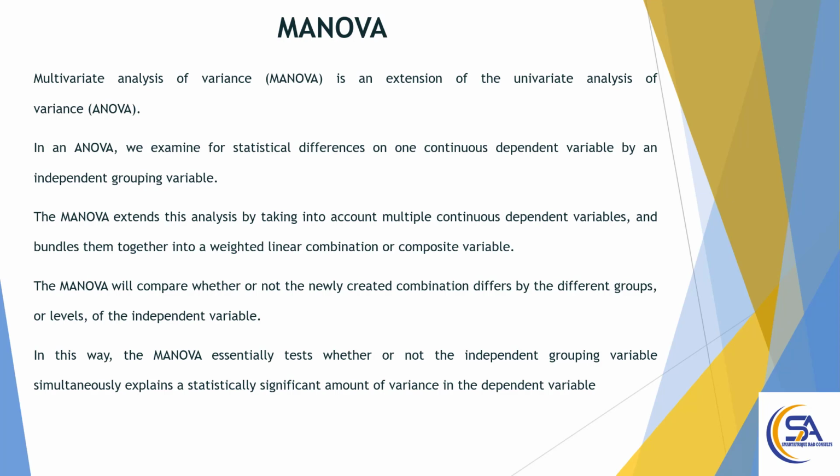And the benefit of this is that you can have more than one dependent variable that is continuous in your model, and the MANOVA will run the analysis. The MANOVA will compare whether or not the newly created combination differs by different groups, levels, or independent variable. In this way, the MANOVA essentially tests whether or not the independent grouping variables simultaneously explain a statistically significant amount of variance in the dependent variable. So the benefit here is that you can have 2 dependent variables that are continuous.